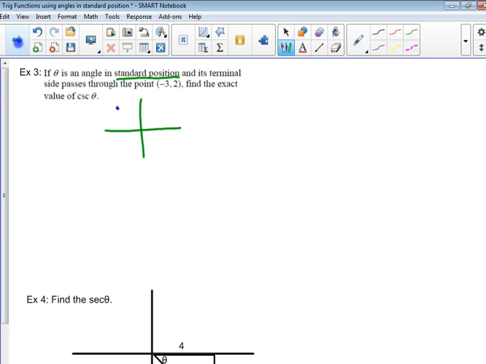-3, 2 should be somewhere up here. And we're going to make a triangle from that. So think you're going over 3, going up 2, and then we're going to connect it to the middle. Remember your theta is always in the central part. So let's see, we have to figure out our other hypotenuse. Why don't you guys take a second and do that?